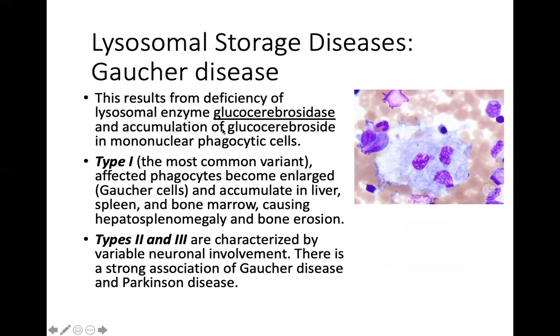So this results from deficiency of glucocerebrosidase. Okay? So pag wala tayong glucocerebrosidase, expectedly, we have an accumulation of glucocerebroside in the MPS or the monocyte phagocytic system. Okay, we have different types. Type 1 is the most common variant in which the Gaucher cells or the phagocytes have become enlarged, nag-accumulate siya due to cerebroside. Ito yung example natin ng phagocytes with crumpled paper cytoplasm, that's your Gaucher cells. So the Gaucher cells accumulate in the liver, spleen, and bone marrow. So ito yung mga tissues natin within the monocyte phagocytic system, causing hepatosplenomegaly. While your types 2 and 3 are characterized by variable neuronal damage.